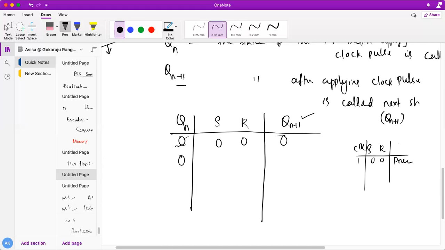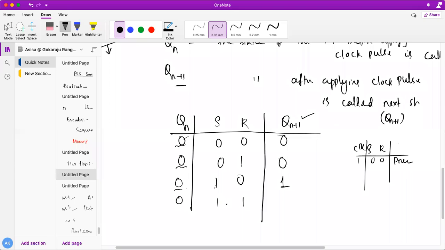Now if it is 0 1, what will it do? 0 1 means it will reset, whatever my previous value may be. It will not consider it, it will just reset my flip-flop to 0 in the next state. Now if I apply 1 0, what will it do? It will not see my previous value, it will just set the output in the next state.